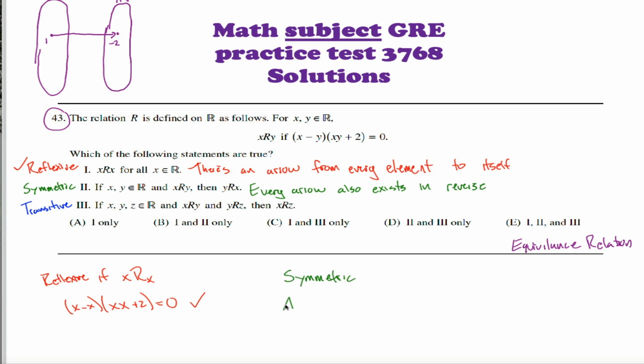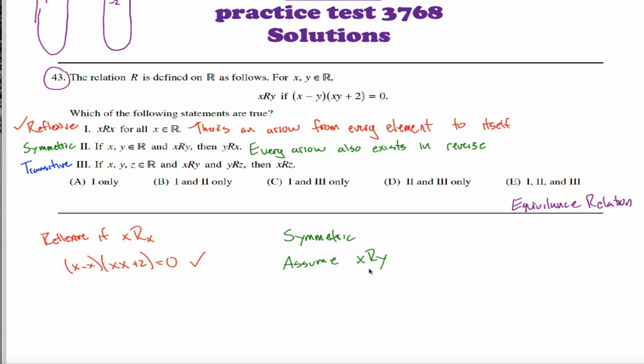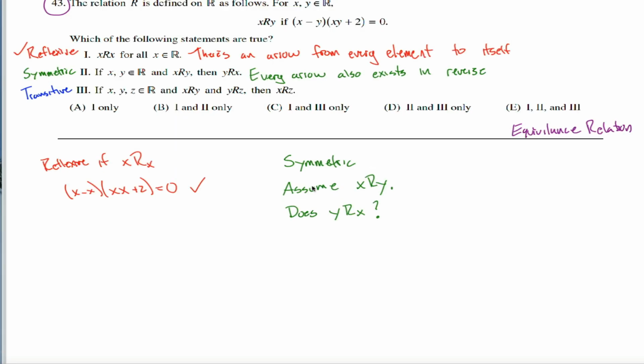So to check that, we first assume that we have an arrow from some element x to some other element y, and then we ask ourselves the question, is there an arrow from y back to that first element x? Maybe the slickest way to prove this, if this were a proofs test, is since we're assuming x R y, we can copy exactly what we see here. We know that (x - y)(xy + 2) must be equal to 0.